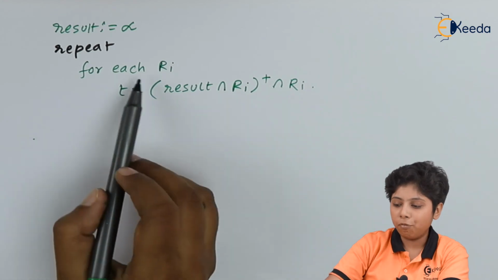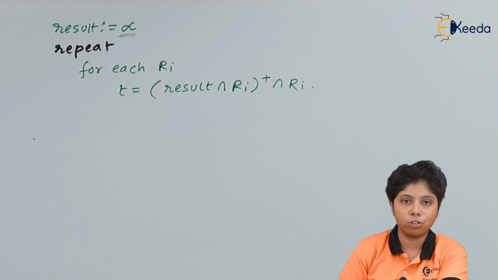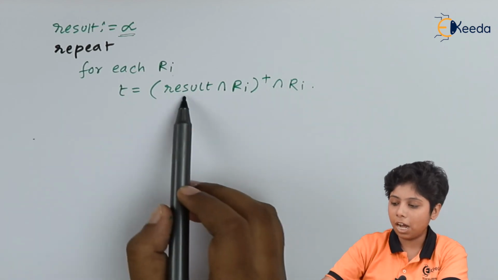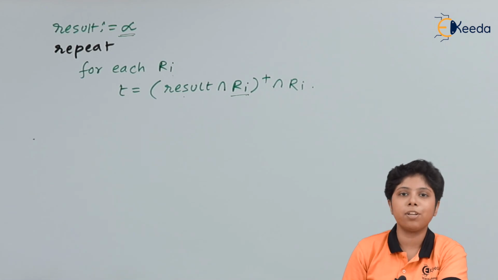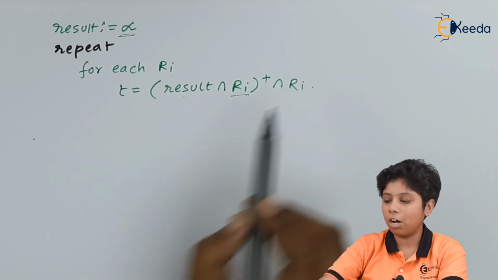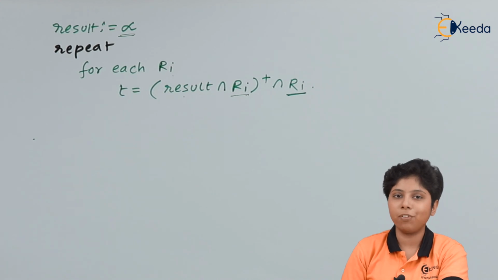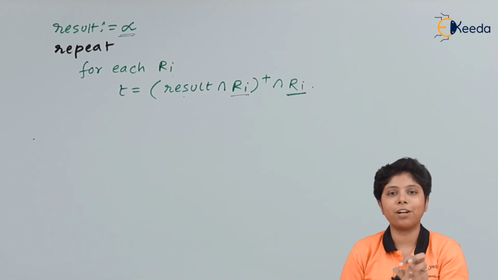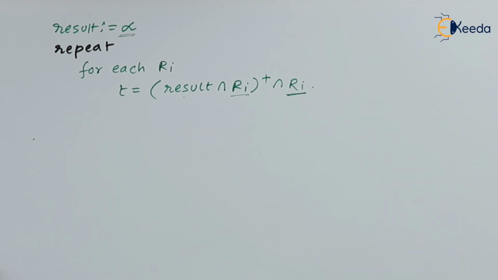For every Ri, we calculate the result starting with the attribute set alpha, and we intersect it with Ri, taking its closure so that we have all the attributes in the closure of the attributes, not the relation. Now we again intersect with the final Ri, so that we have only the attributes that were present in Ri and in this closure.